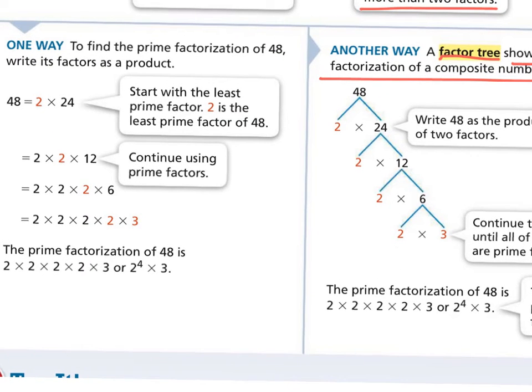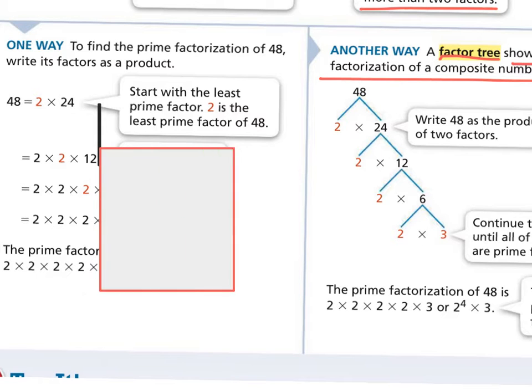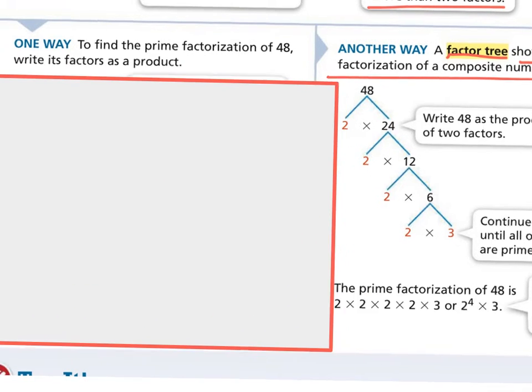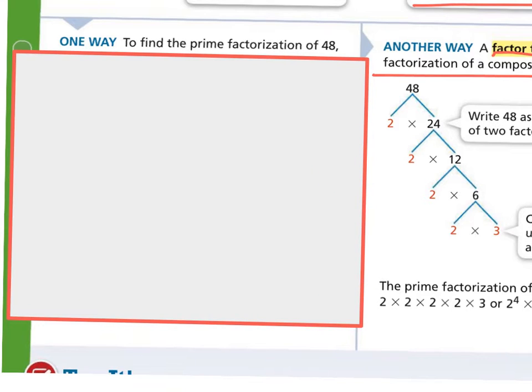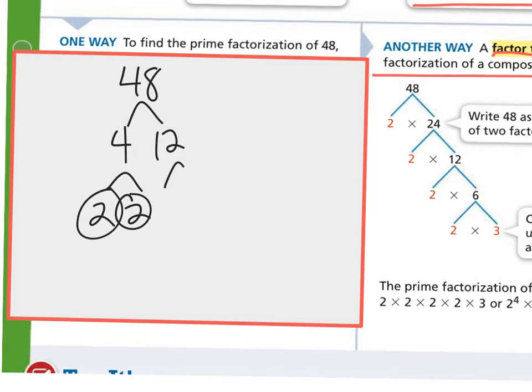We could actually do a factor tree for 48 and it would look different than what they had. So besides doing 2 times 24, one option would be 4 times 12. And then we could break down 4 as 2 times 2, 12 is 2 times 6, 6 is 2 times 3. So that factor tree looks different, but if you'll notice what we have here and what the book has, both of them have 4 factors of 2 and 1 factor of 3.